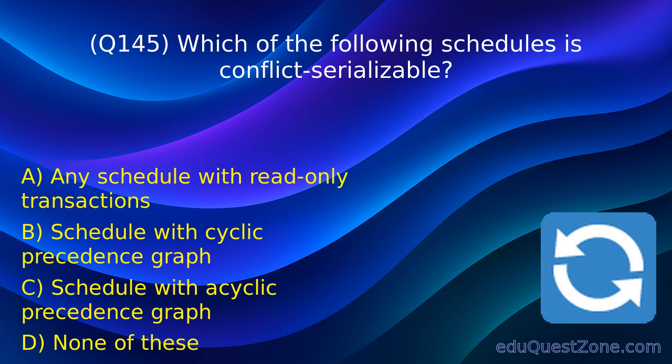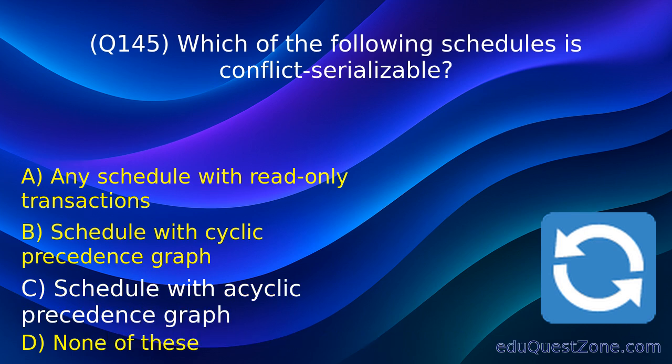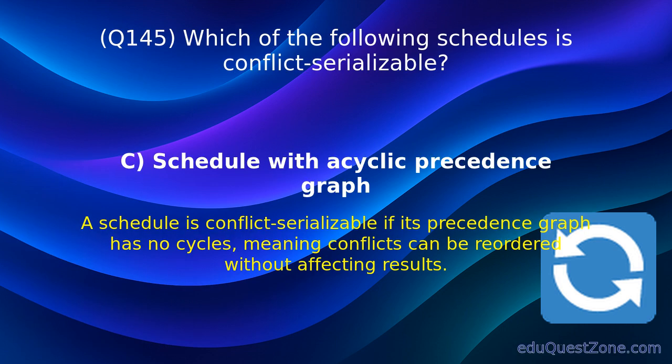Question number 145. Which of the following schedules is conflict serializable? Option C, schedule with acyclic precedence graph. Conflict serializability is determined by absence of cycles in the precedence graph.